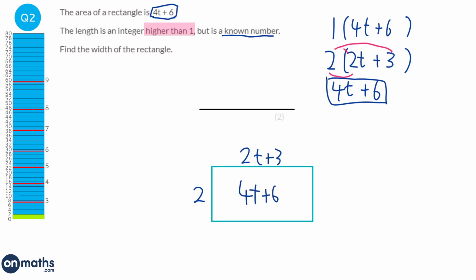So our answer, because it says the length is the known number, so that's the length, then we're finding the width, which is this one here. So it's 2t plus 3.